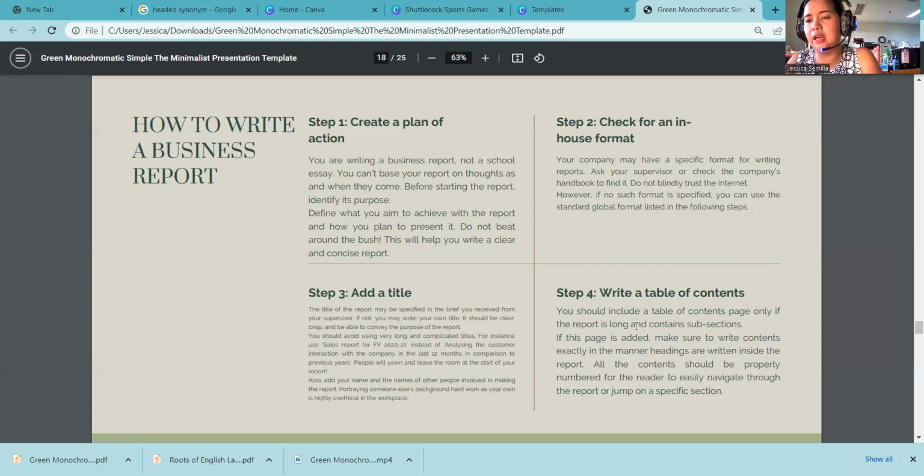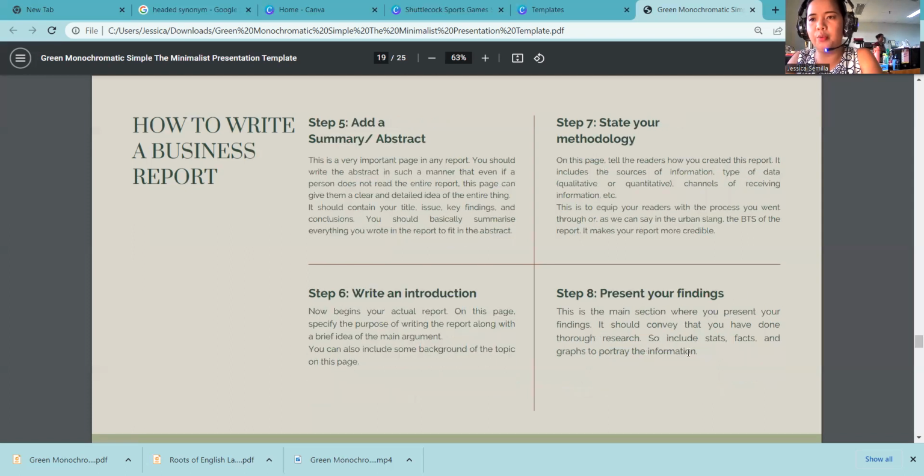Next, add another part of the report, which is the table of contents. I know you're very familiar with this one. The table of contents lists the main sections and subsections that comprise your report.